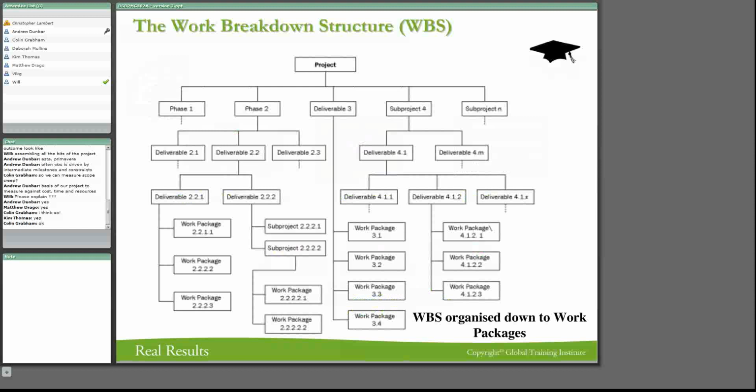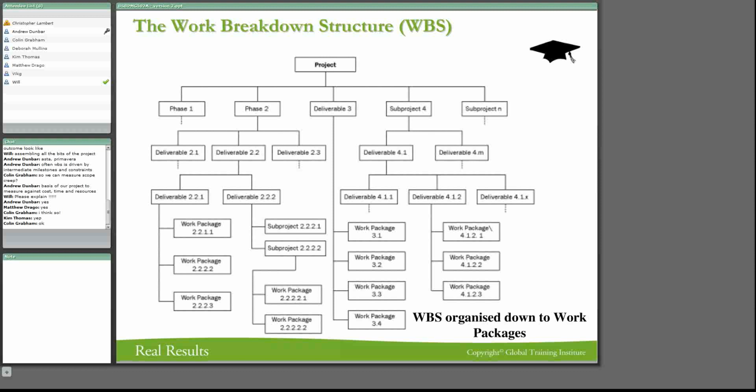You have phase 1, you have phase 2, you have deliverables, you have sub-projects, and you can see that it's broken down again into deliverable 2.1, deliverable 2.3. You can see how it's been broken down into smaller work packages, and we've got numbers there. That often happens in project management software to help us with that. So that's one way of breaking down a project.